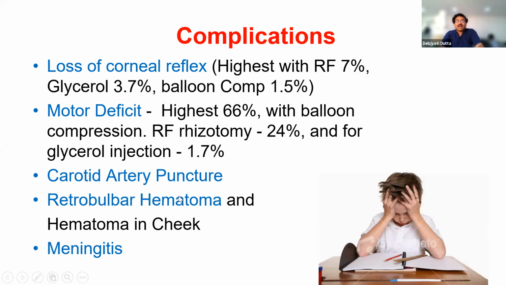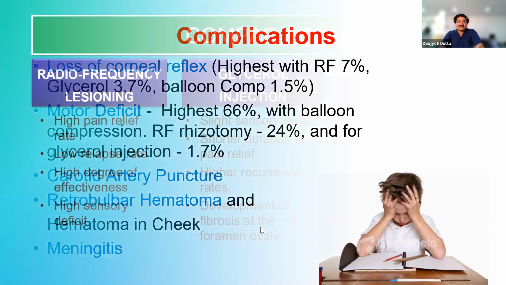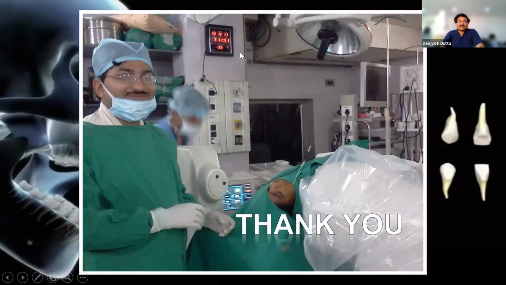These are the complications: carotid artery puncture, retrobulbar hematoma. Hematoma of the cheek is a very common complication. Meningitis, if infection occurs, then there might be meningitis. So that's all about trigeminal neuralgia for the basic course. Any questions?